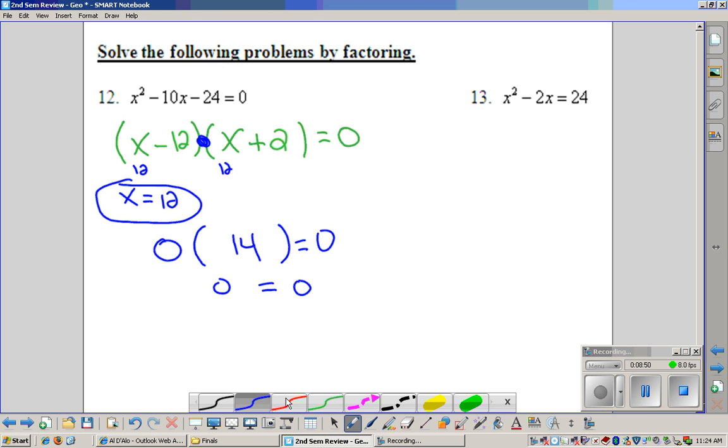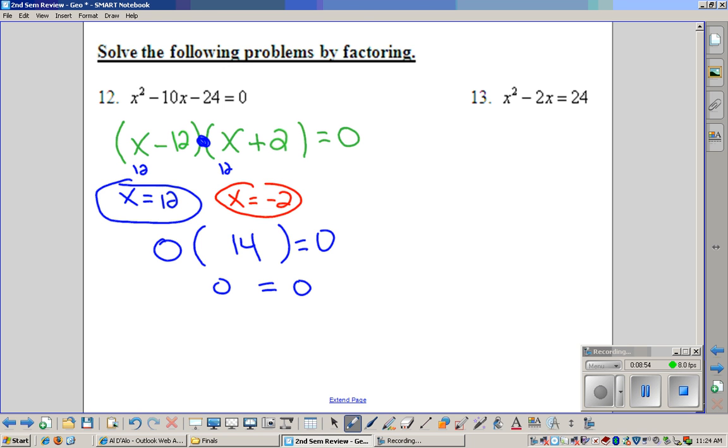It would work. It would help. There's another one. X could be negative 2. In other words, if you put a negative 2 in here, negative 2 plus 2 would be 0. And if you put a negative 2 in right here, you'd get negative 14. But negative 14 times 0 is 0. So that would help make this equation true or work. So there's two answers here, 12 and negative 2.